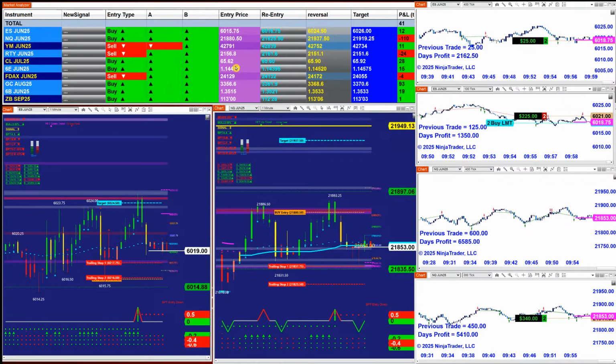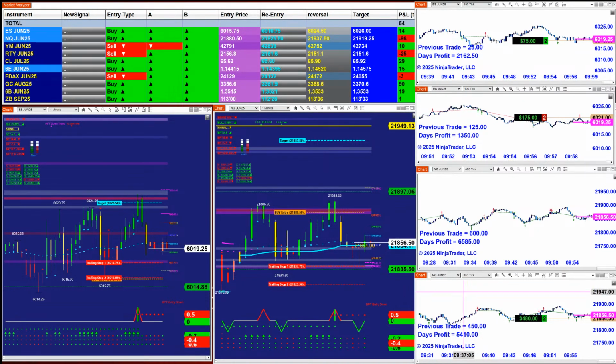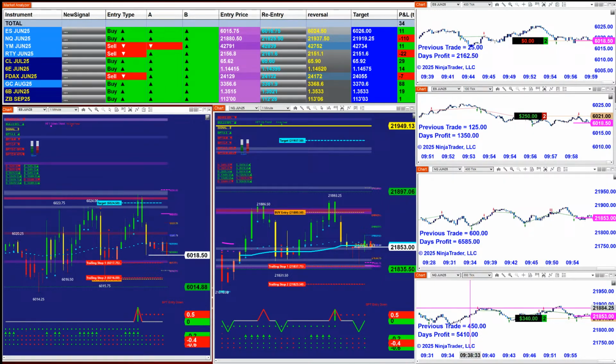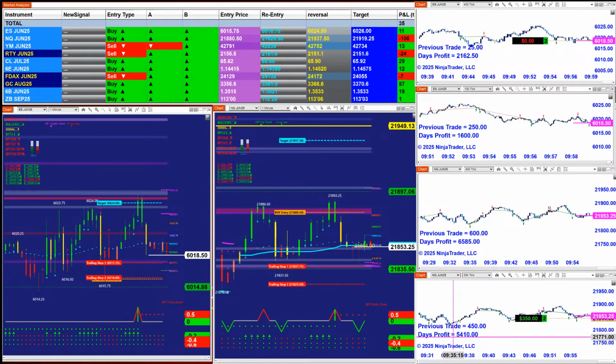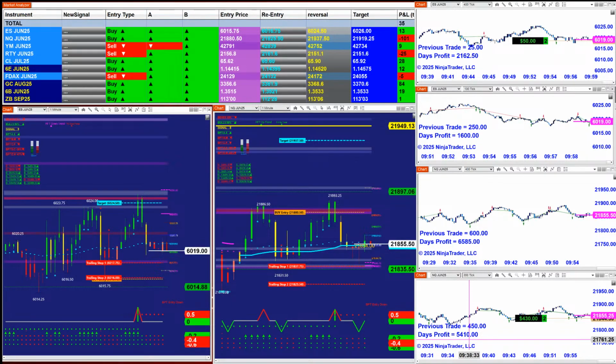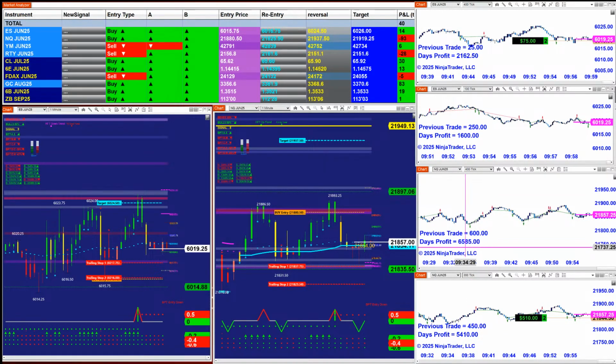Today, I have for you the new scalpers we released. I have the Nasdaq on the 350 ticks, and made this morning 5,410. I have the Nasdaq 400 ticks at 6,585, all based on two lots.